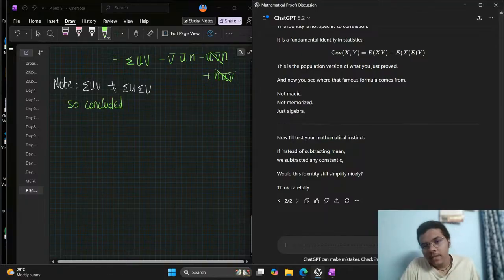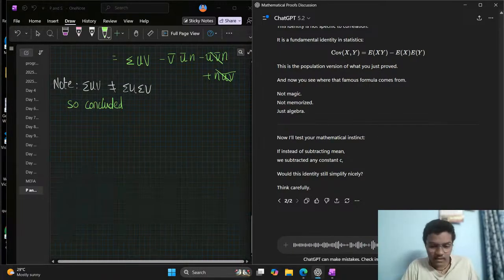Now that I'm curious, you mentioned it as a fundamental identity in statistics. I think COV stands for covariance, and what does E stand for? And also, I just noticed that summation of uv is not equal to summation of u times summation of v. Like I kind of did that wrong.